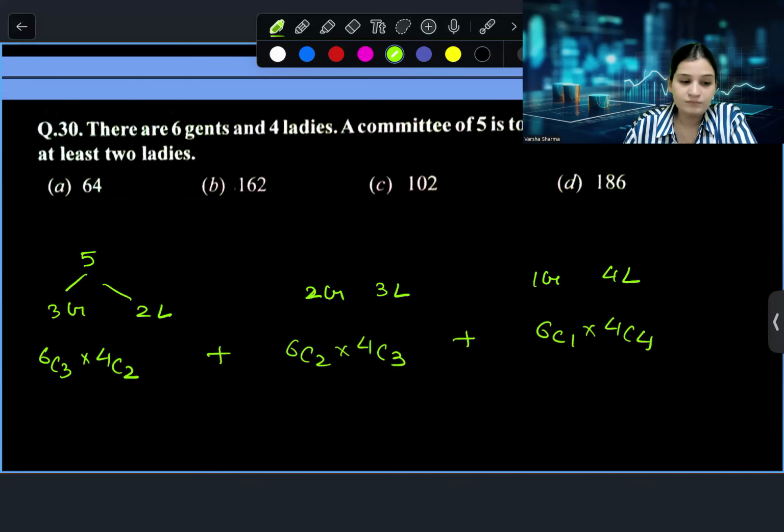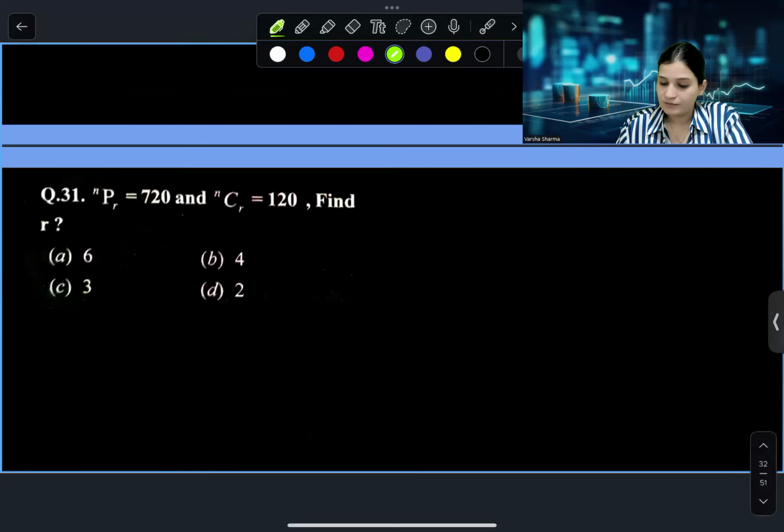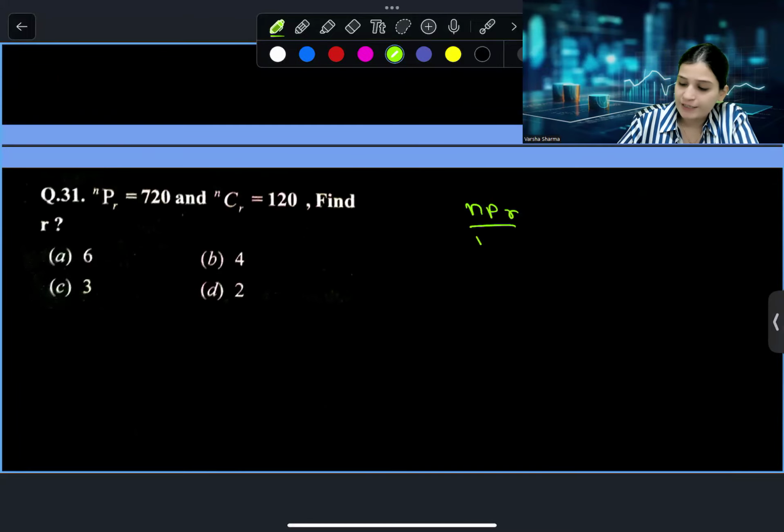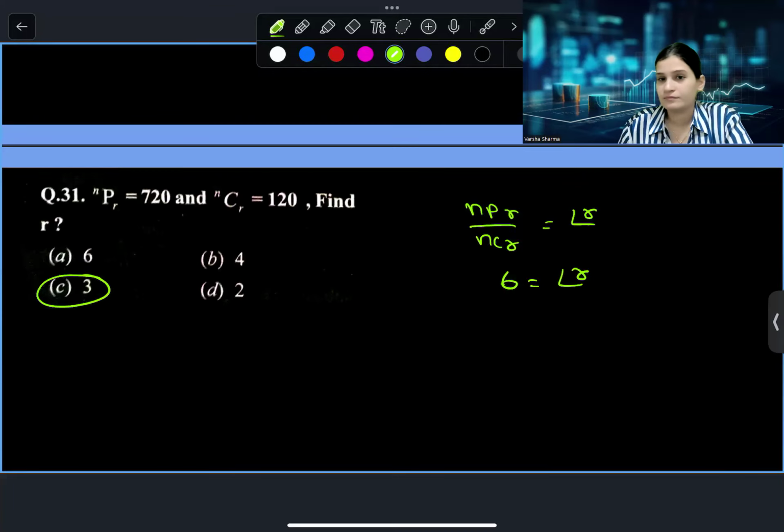Calculate. 186. You can divide, we did the sum. NPR divided by NCR is factorial R. So 6 equals factorial 3, R will be 3.